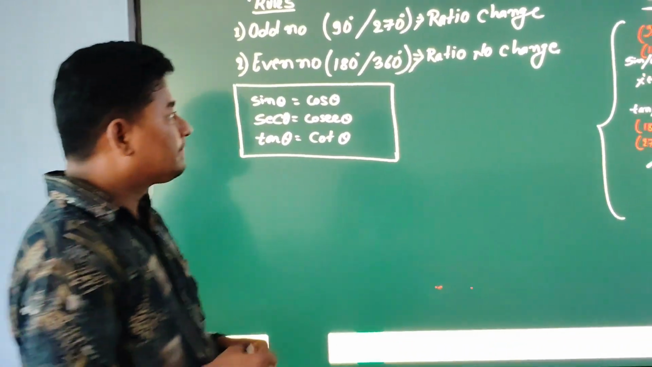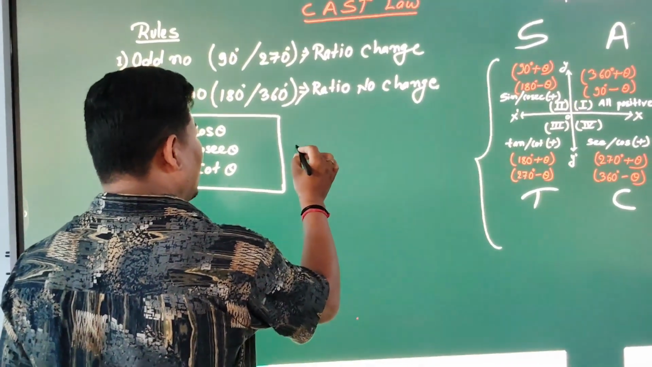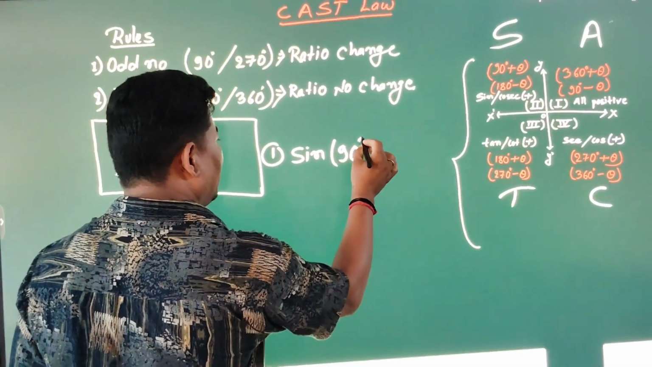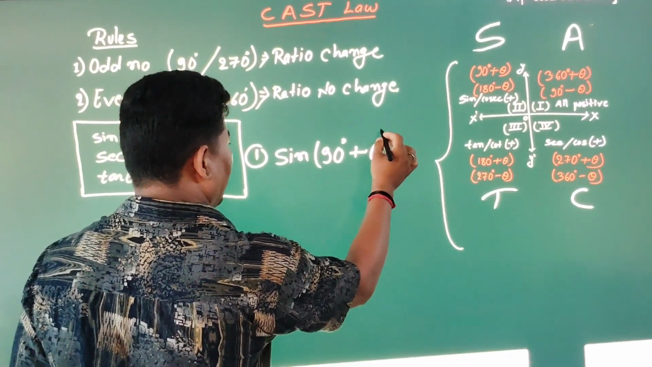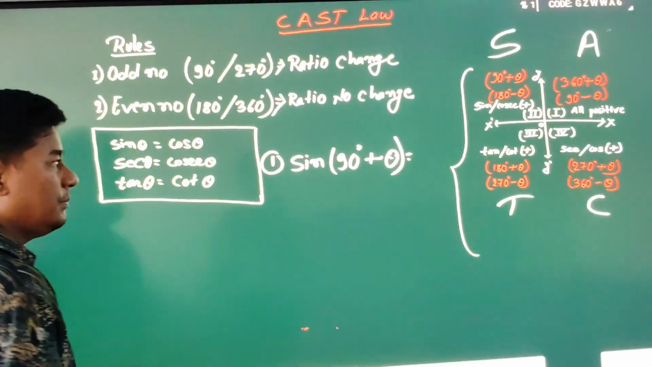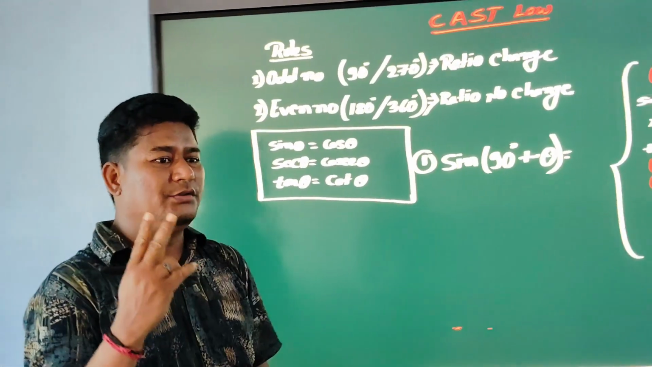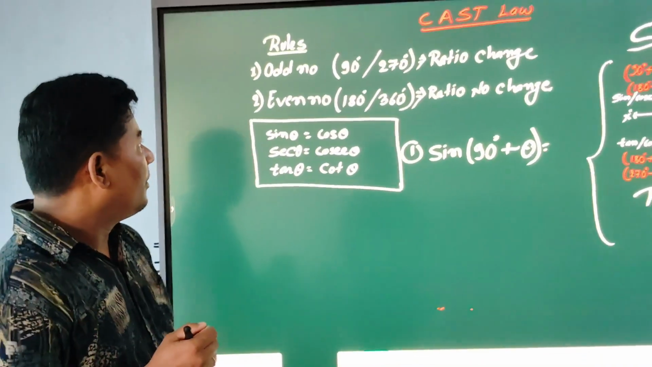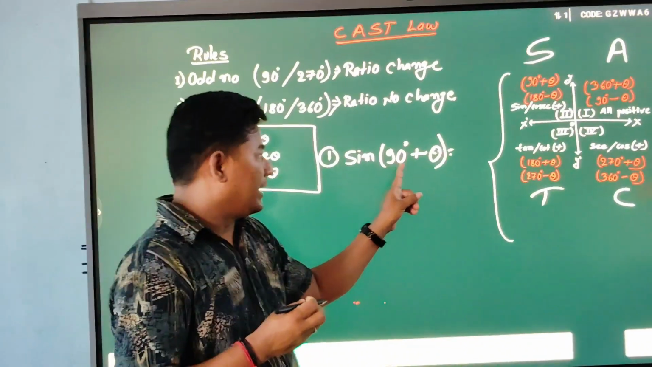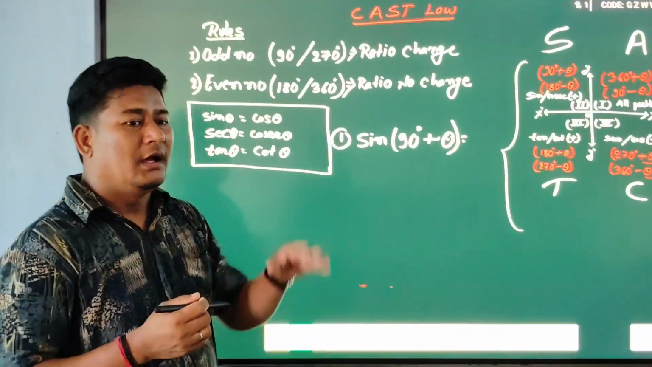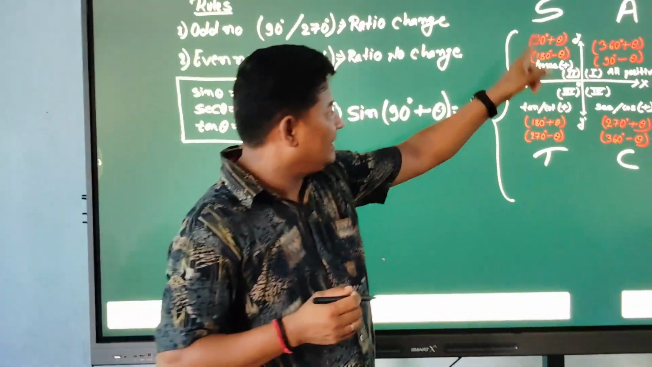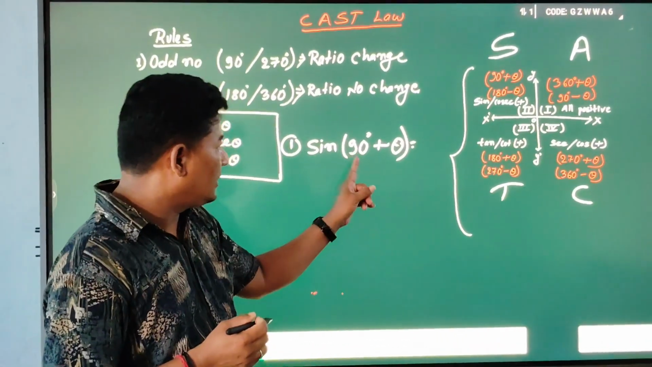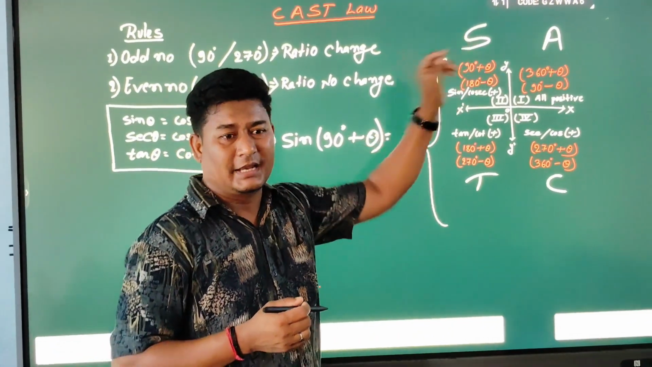Let's see. For example, you have a question: sine of 90 degree plus theta. You have to ask 2 questions while changing the quadrant. Which quadrant is it? 90 degree plus theta. You can see in the diagram that 90 degree plus theta is in the 2nd quadrant.